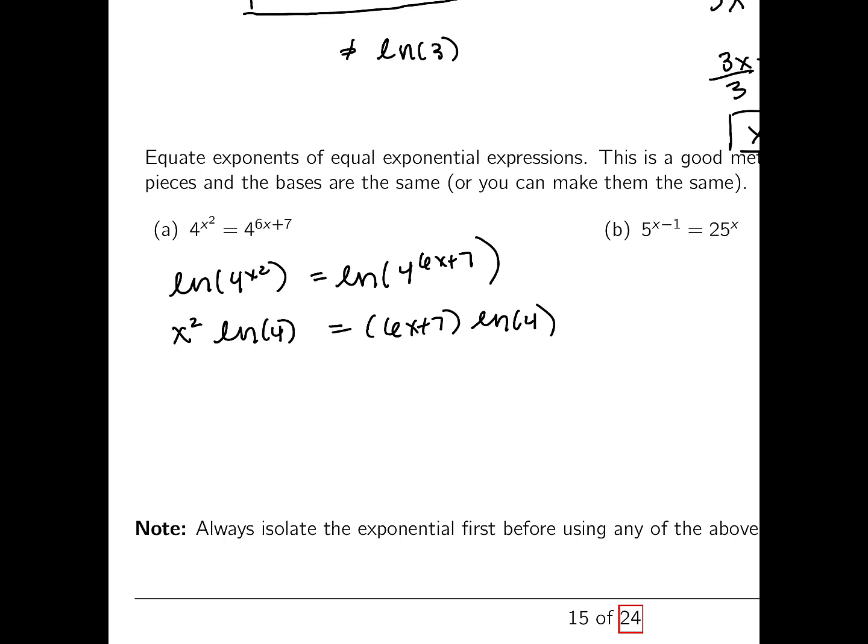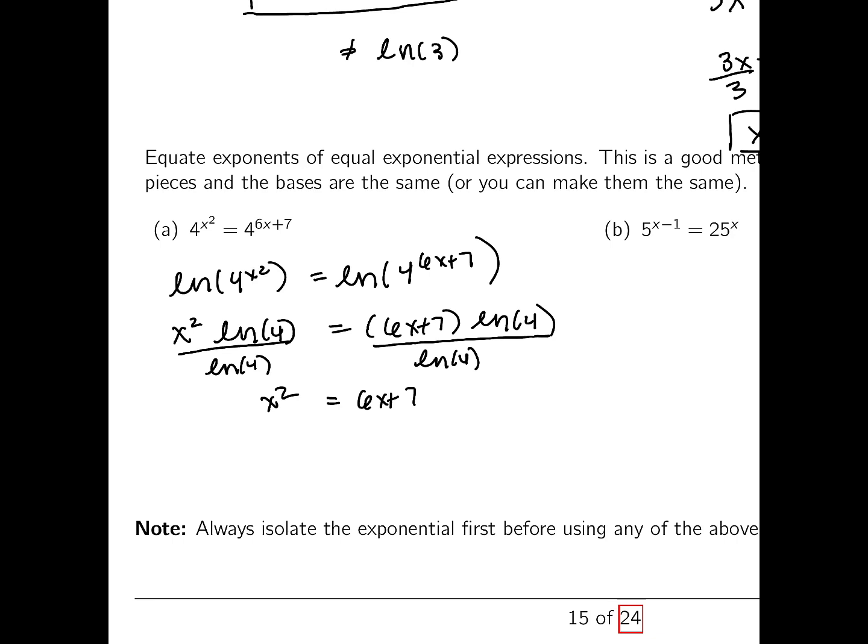Curiously, on both sides of the equation here, I have a natural log of 4, and so I can go ahead and divide both sides by ln of 4 to just get rid of it altogether, leaving me with x squared equals 6x plus 7. Now that I'm here, I'm going to go ahead and pause and try to make an observation.